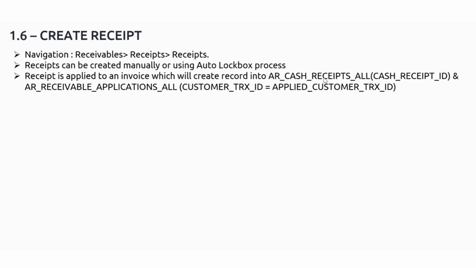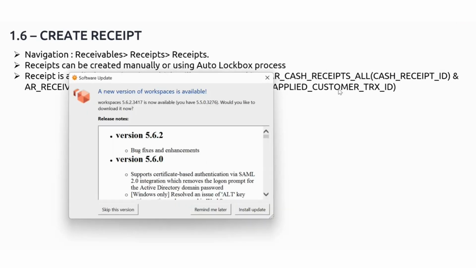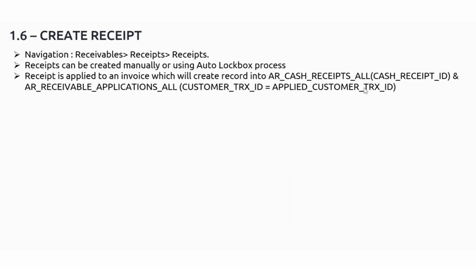And these are the tables which will be involved when you are talking about the receipt and invoice connection. So we have AR receivable application all, which will tell you which receipt is applied to which particular invoice. And that invoice is nothing but the customer TRX ID from your RA customer TRX all.